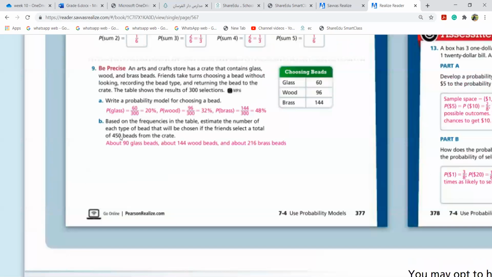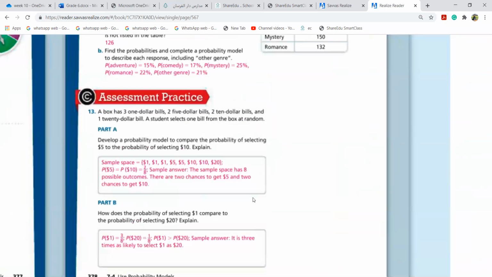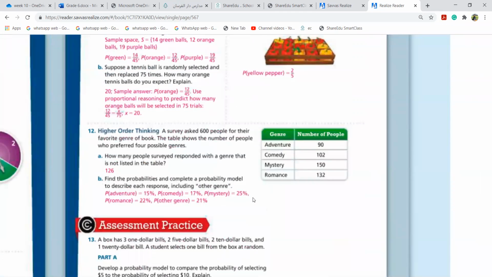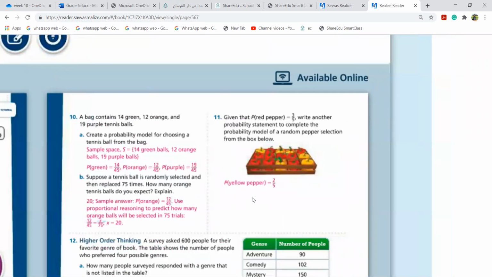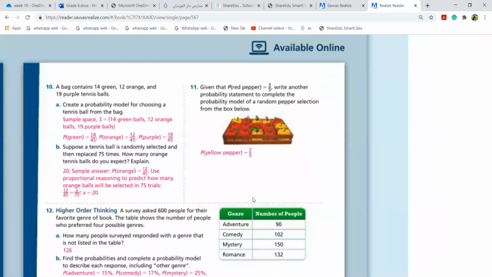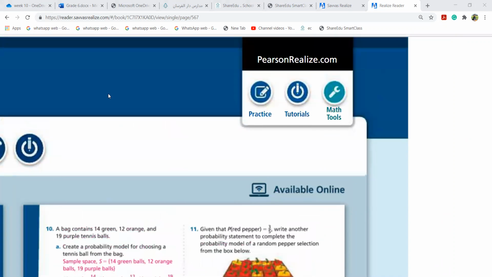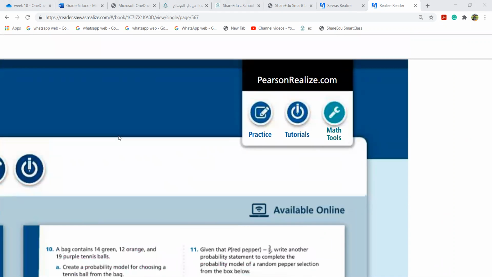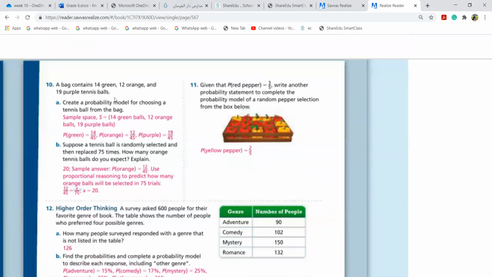So girls, yesterday I finished with question number 9, page 377. Now today, please turn to page 378, question 10. Now let me ask Noor, I will do it with you. A bag contains 14 green, 12 orange, and 19 purple tennis balls.